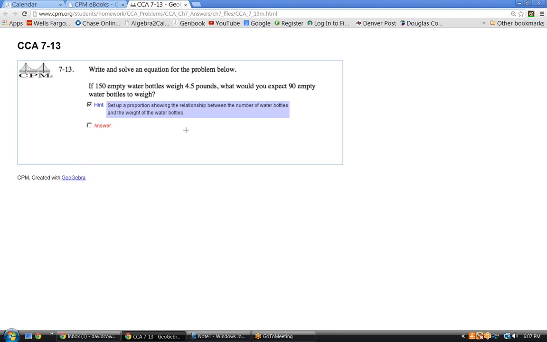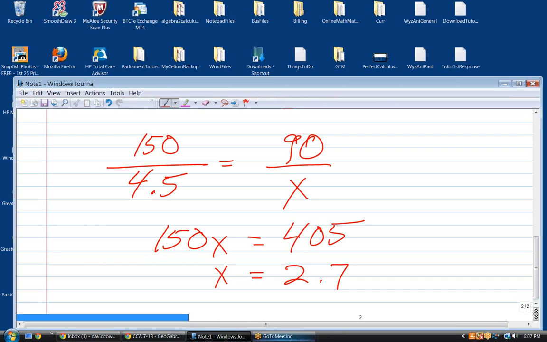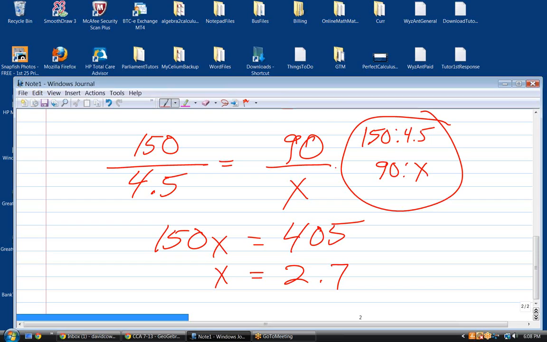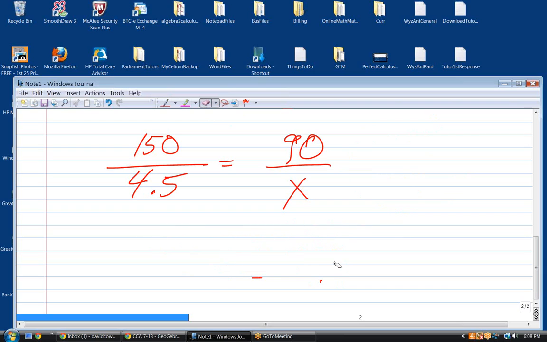Set up a proportion, okay? Their proportion is what I called a ratio. Another way to write it, maybe the way they would write it, would be like this: 150 is to 4.5 as 90 is to x. The thing is, we don't have any algebra to handle that. So whenever you have proportions, you want to set them up as ratios, and then you have equations which you can solve.